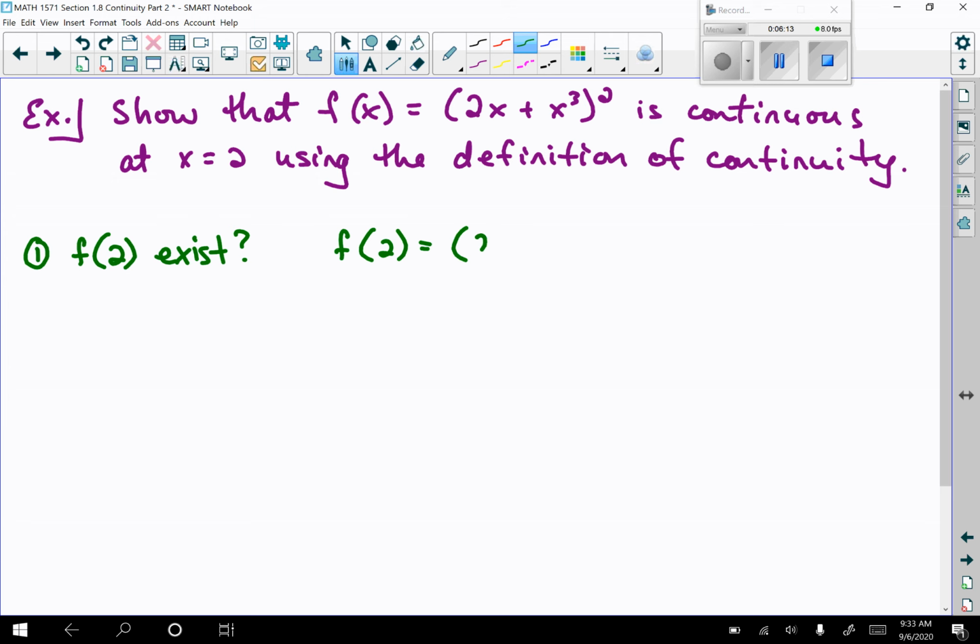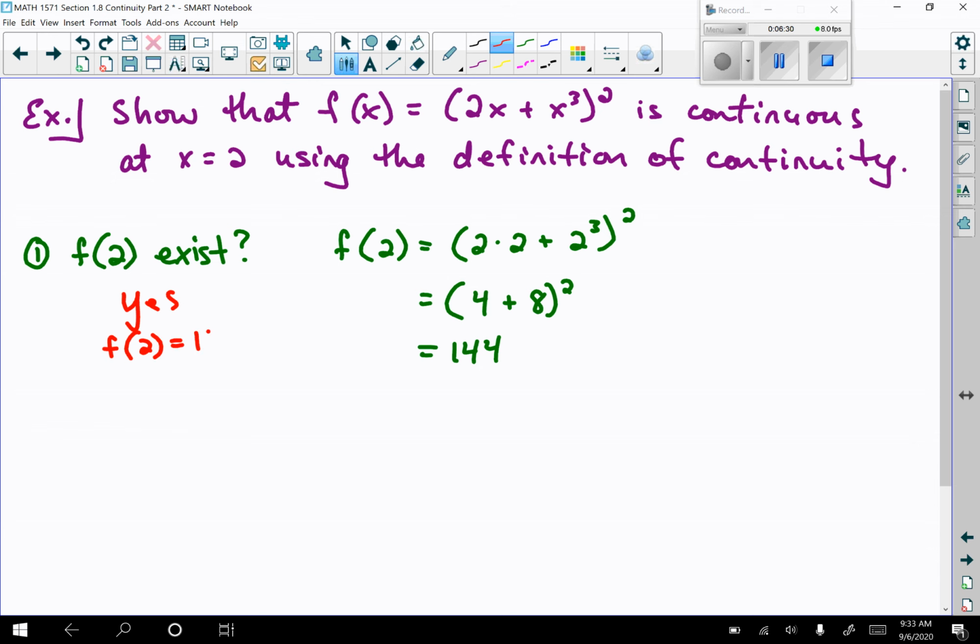So f of 2 is going to be (2 times 2 plus 2 cubed) squared. So this will give us (4 plus 8) squared. 12 squared is giving us 144. So we can answer yes, f of 2 is equal to 144.